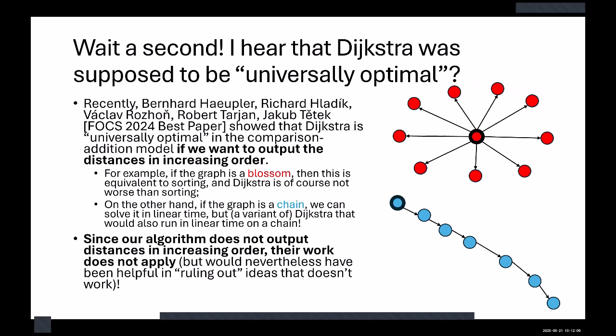Obviously, you don't have to output the distances in increasing order if you only want to compute them. Since our algorithm does not actually output the distances in increasing order, their result does not apply. So it's kind of an orthogonal and also complementary result compared to our result.